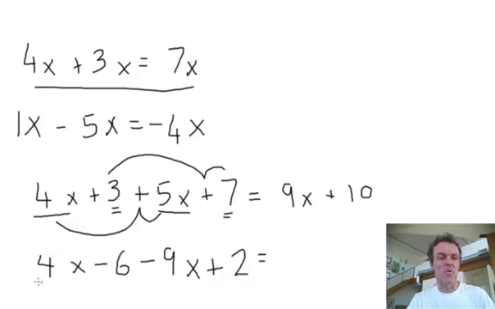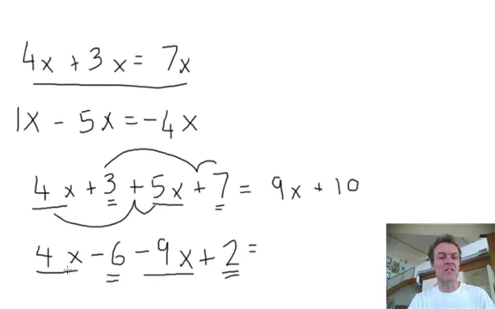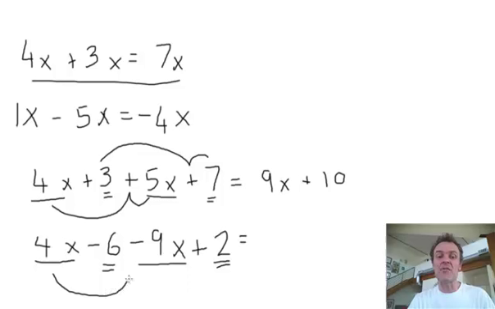How about this one? Now again, I'll single underline the x's, and I'll double underline just the digits, the numbers, the integers. Okay, so what I've got is this. What's 4x, now be careful, take away 9x. Well, okay, these are x's. Now what's 4 take away 9? That's negative 5. Okay, so 4x take away 9x is negative 5x.